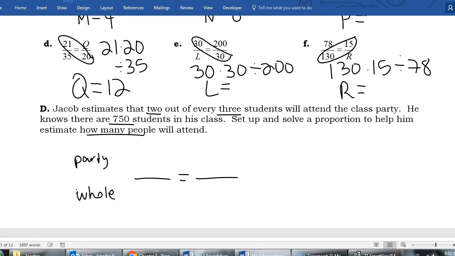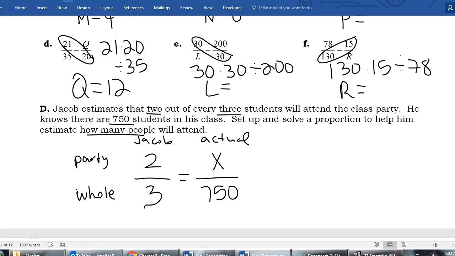And then this would be maybe what Jacob thinks, and this would be the actual. So just some labels to help me put stuff in there. So how many does Jacob think is going to go to the party? Well, he thinks 2 people are going to go to the party out of all 3 that there are. He knows that there's actually 750 in the whole class. And now my unknown is how many actually go to the party.